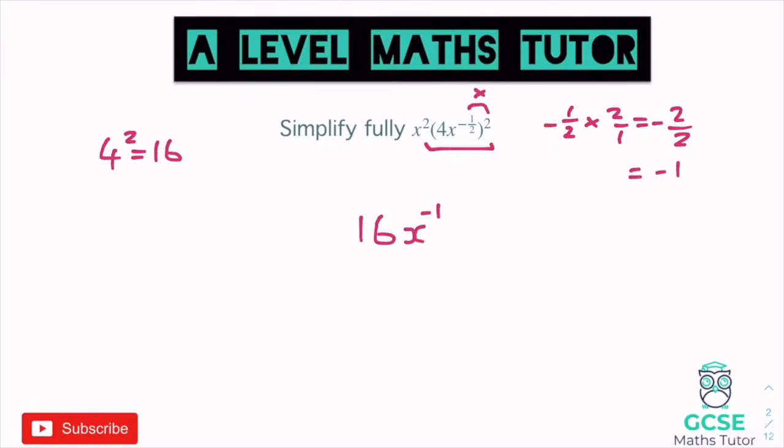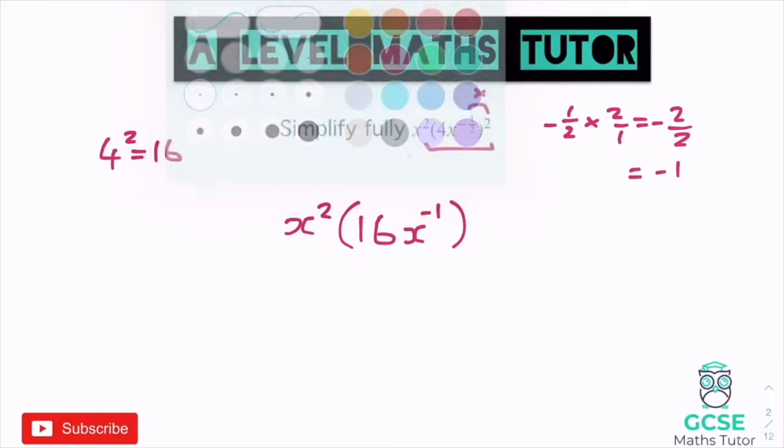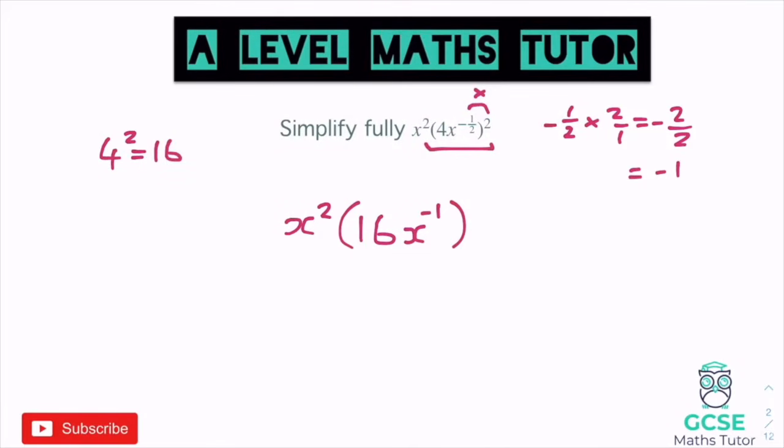And now we can put that in a bracket and we can think about that x squared on the outside. So when we are multiplying, thinking about the fact that the coefficient of this x squared on the front is 1, we just multiply this bracket out. So 1 times 16 gives us 16. And then we've got the x squared times the x to the power of minus 1.